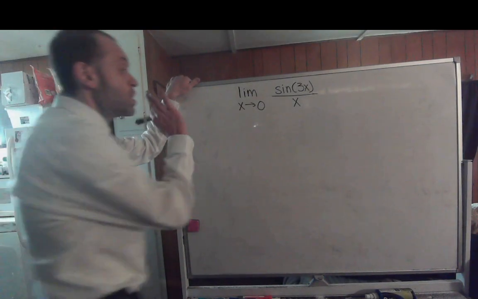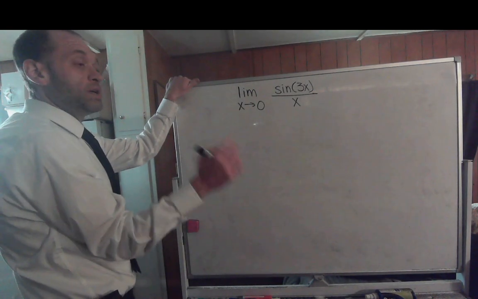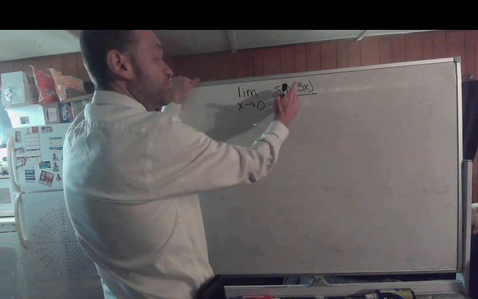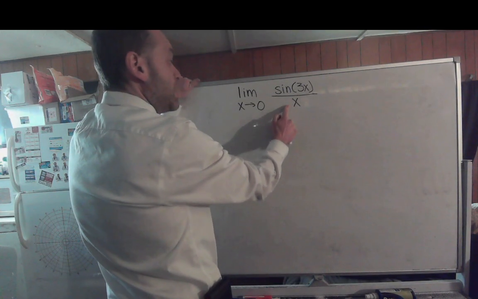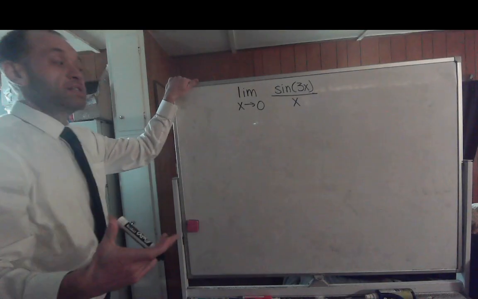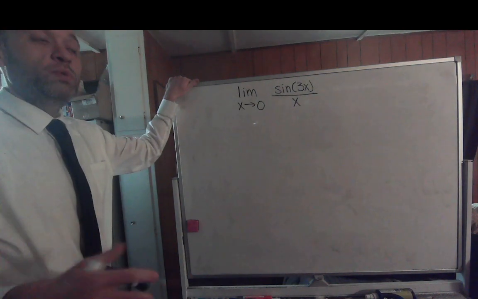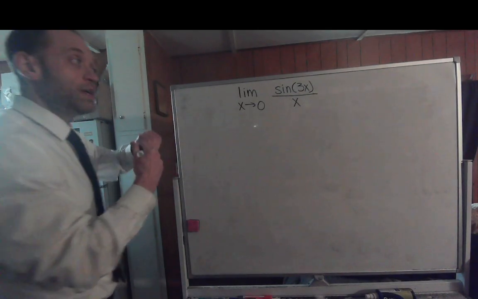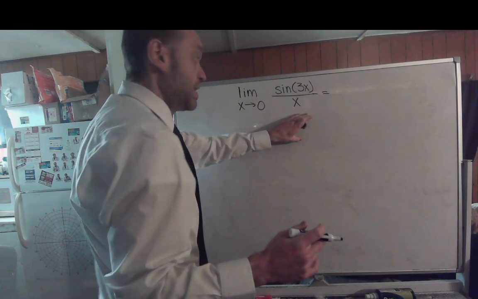But the idea is, when you solve these limit problems, you want what you're dividing by to be the same as what's inside of the trig function. So we need to make that x a 3x. Well, how are we going to do that? And keep in mind, we can't change the overall value of the function. We have to multiply by 1. Well, how do we do that? So what if I multiplied the denominator by 3 over 3? What if I do that?